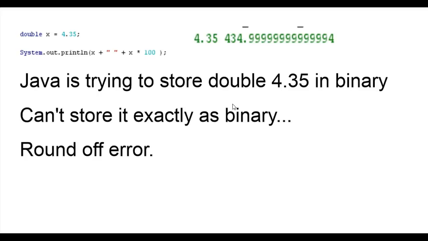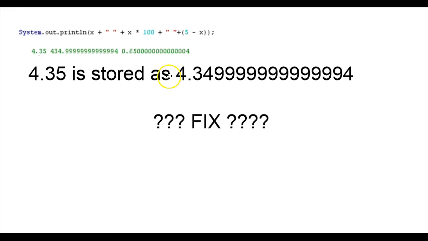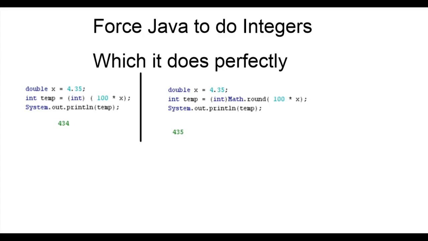A more elegant solution is to deal with a number system that Java is actually really good at and doesn't have any issues with. So even if we do some other math calculations, like take 5 minus the value, we still get a weird result, 0.650004. 4.35 is actually stored as 4.3499999994. It's not 4.35. So the fix, here we go.